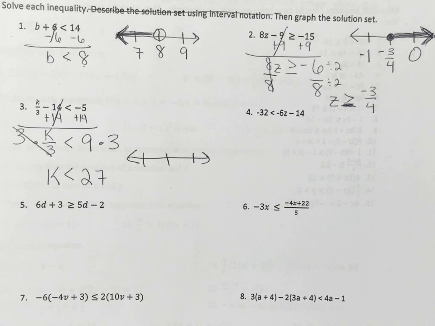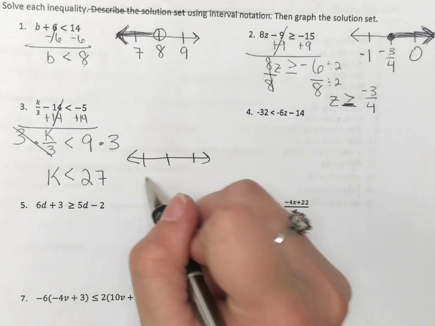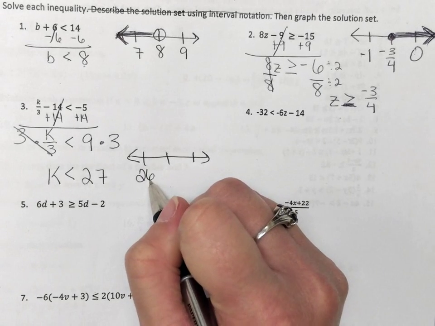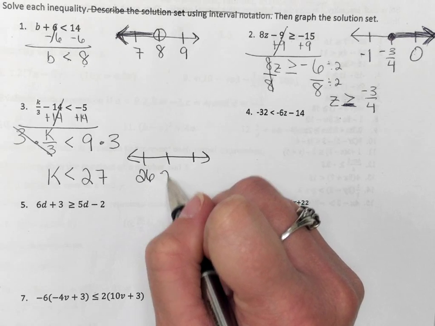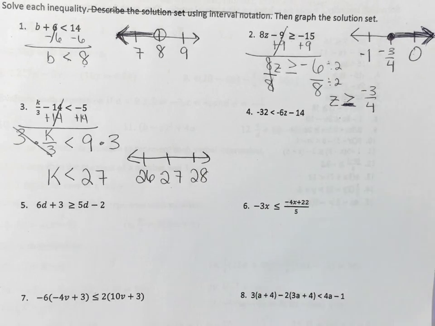So, Leslie, what number should I put on my number line? 26. And which one? 27 and 28, yes. Very good.